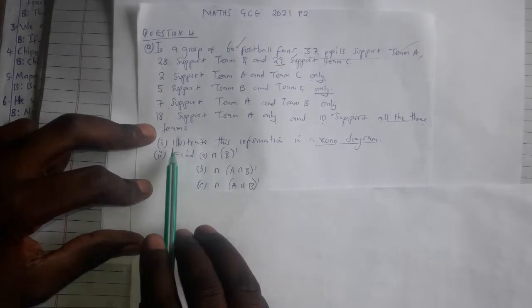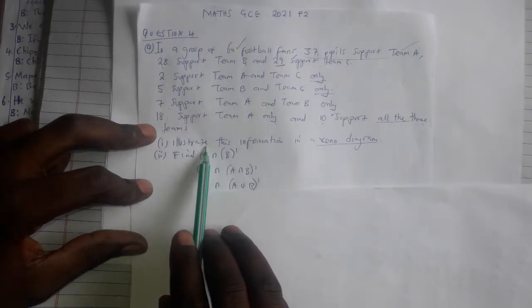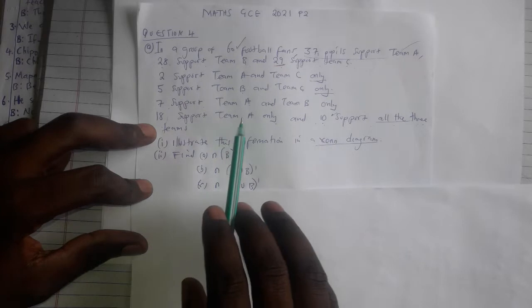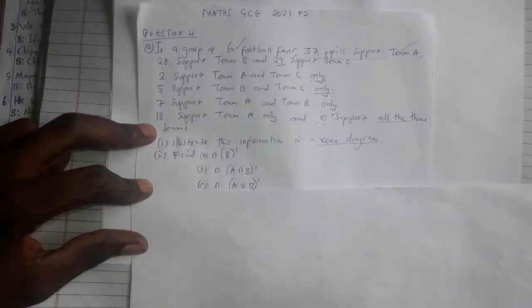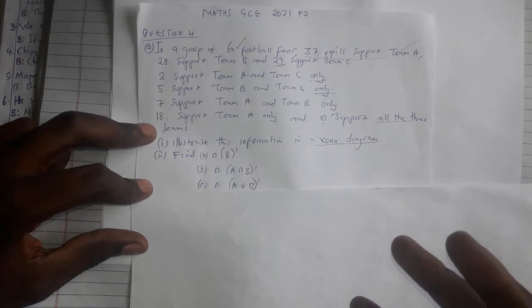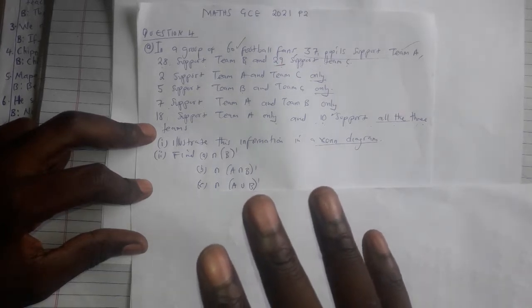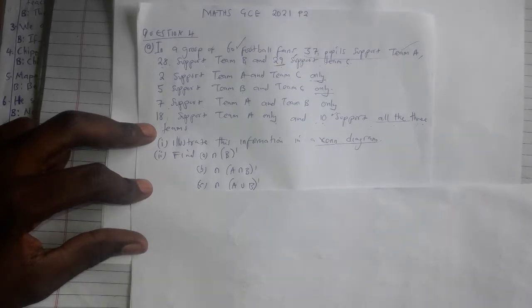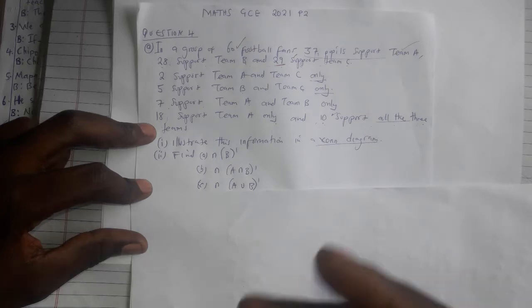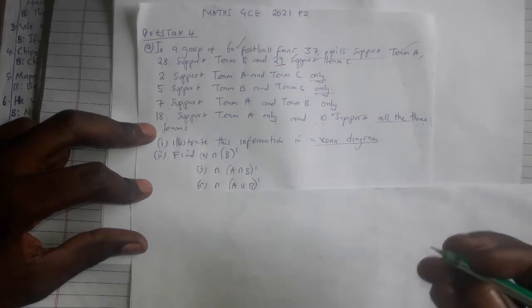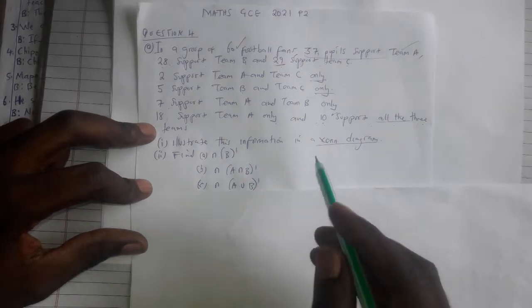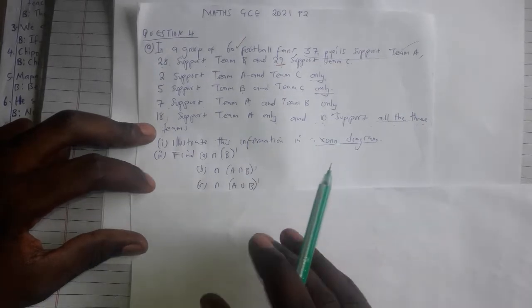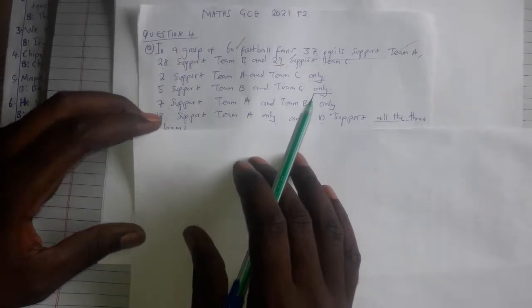So how can we illustrate? By the way, to illustrate simply means to show. So how can we show this information in a Venn diagram? Remember, there are 4 ways in which a set can be presented. We can present a set using listing, we can describe, we can use the number line or Venn diagram, and we can also use set notation. Now in this question, they want us to illustrate, meaning to show using the Venn diagram. And this is how we are supposed to do it.